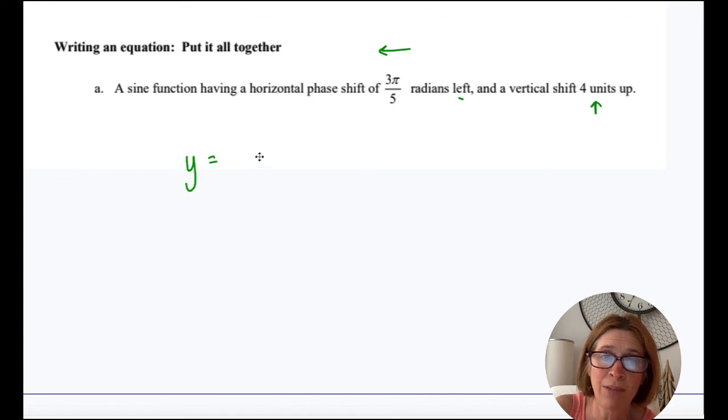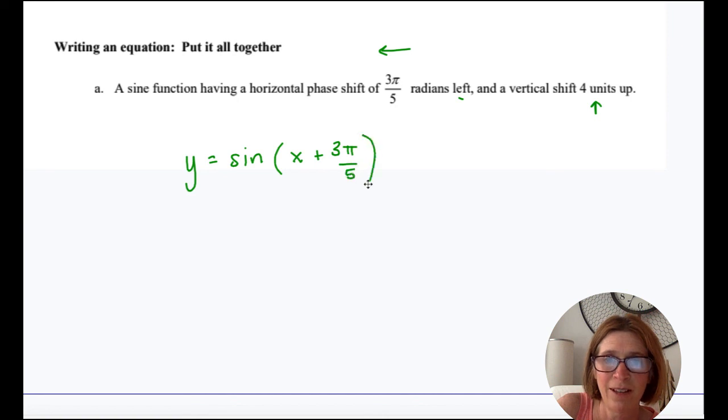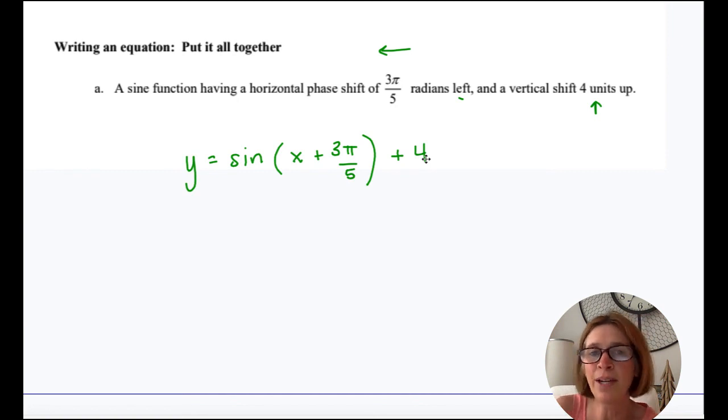So that would give me y equals sine. What would I do? If I want to go to the left, it would have to be x plus 3 pi over 5, and then vertical shift up 4. And that's it. Now, it will get a little harder when you're doing the period and the amplitude changes, but why don't you go ahead and try them and check that yourself on the solutions guide.